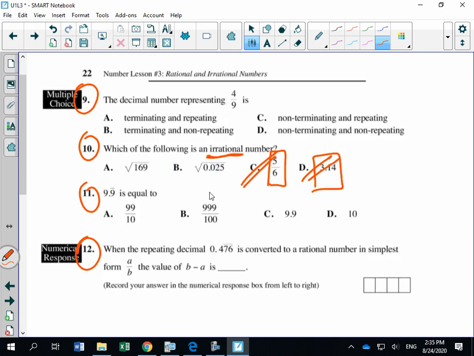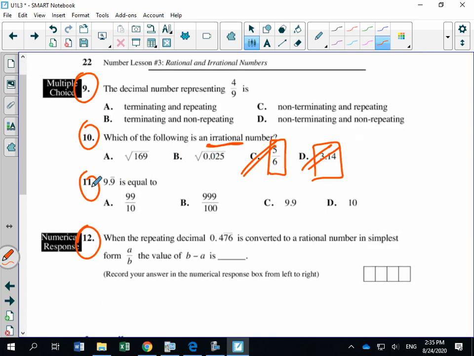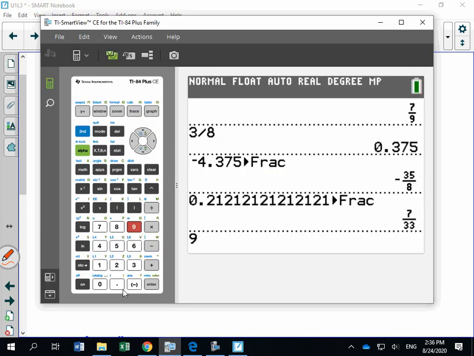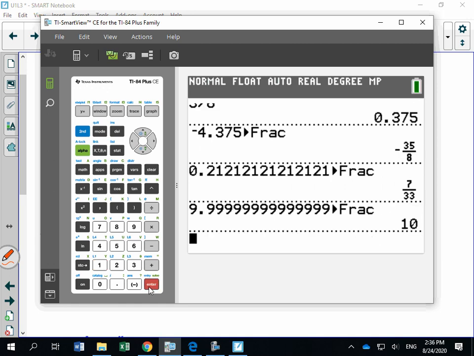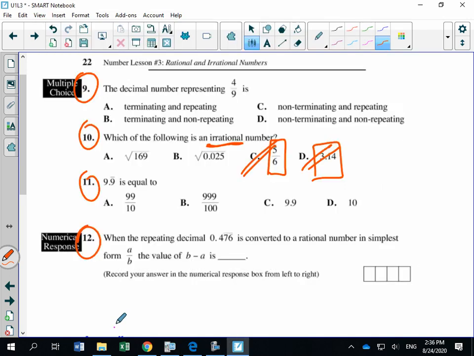This guy, number 11, so we'll do this one together for anybody that doesn't have this on their graphing calculator. So 9.9 repeating. That would be Math 1, 10. So 9.999999999. The closest number that that gets to is 10. So that would be the answer for that.